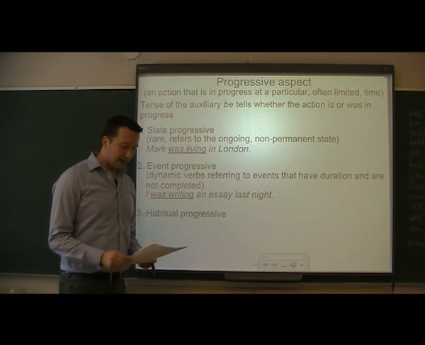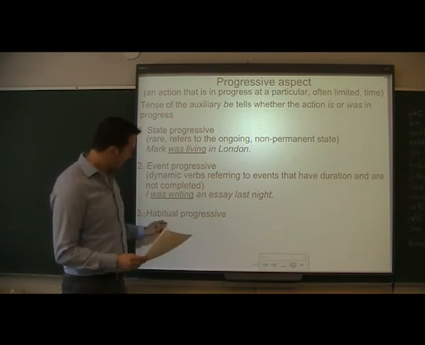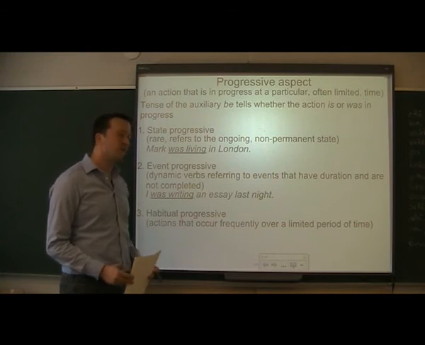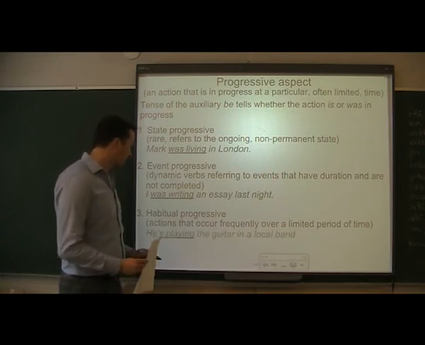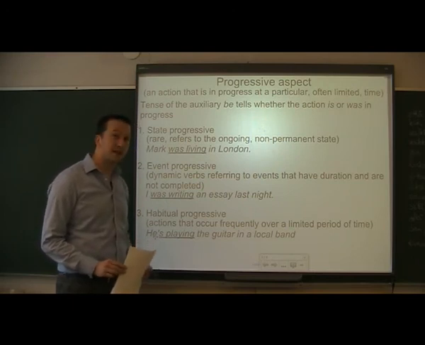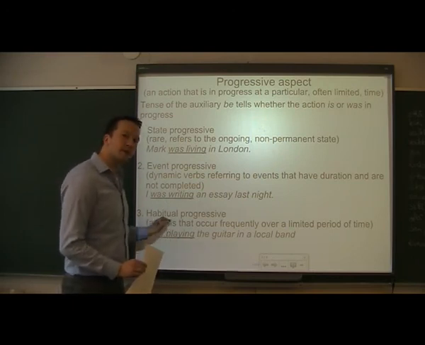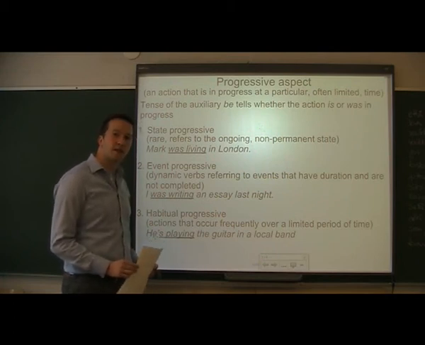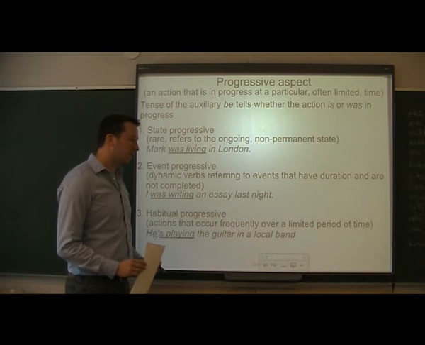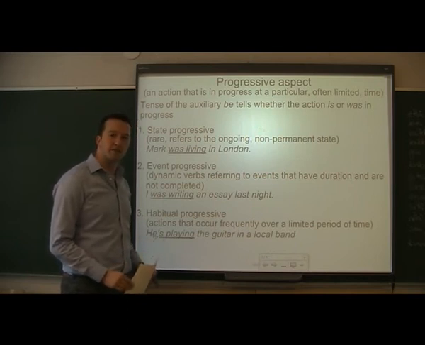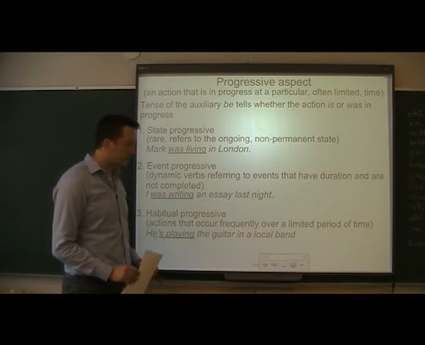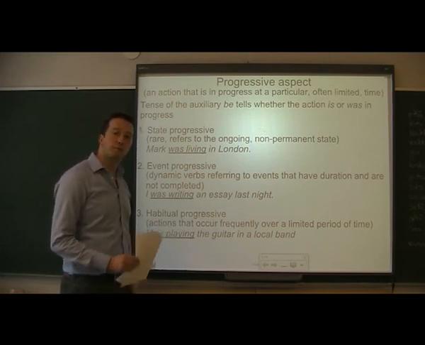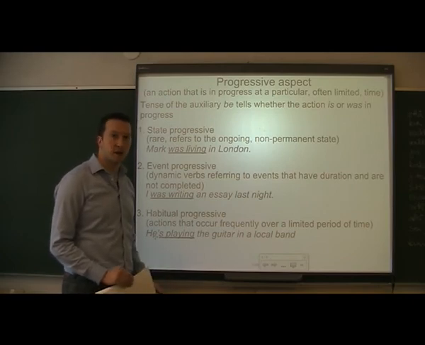And finally, habitual progressive. We use it to refer to actions that occur frequently over a limited period of time. As in, he's playing the guitar in a local band. And again, if we have the simple past or the simple present, he plays the guitar in a local band, it would imply permanence. But this means that he's probably substituting for someone or playing the guitar there for a short time.